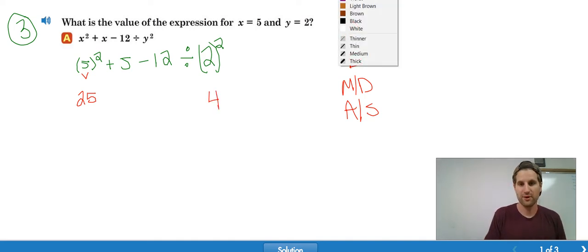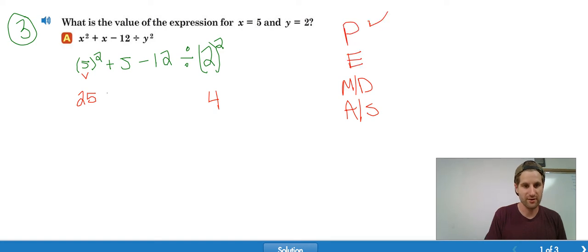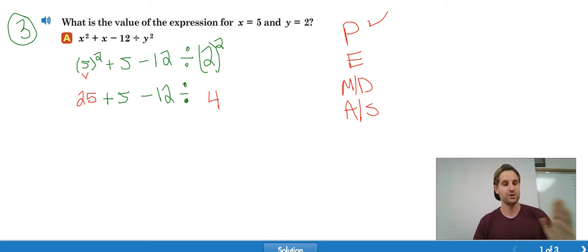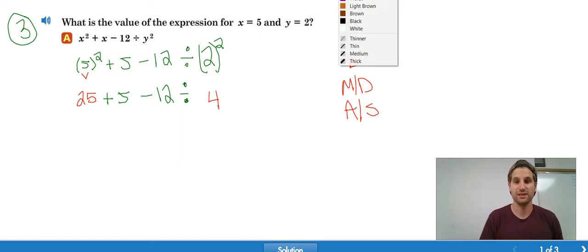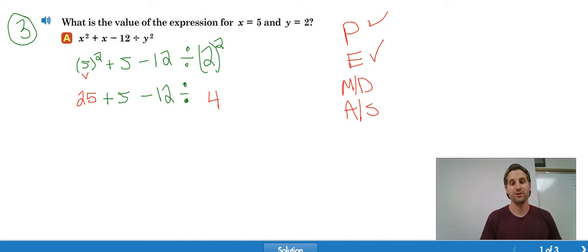Okay, now I'm going to write the rest of this back down in here, plus 5 minus 12 divided by 4. Now I can't just go from left to right like I read a book. I need to follow my order of operations. So what's the next thing I'm going to do? We did exponents. Is there any multiplication or division? I see addition, subtraction, division. So I need to take care of this first before I do this. So 12 divided by 4 is going to leave me with a 3.